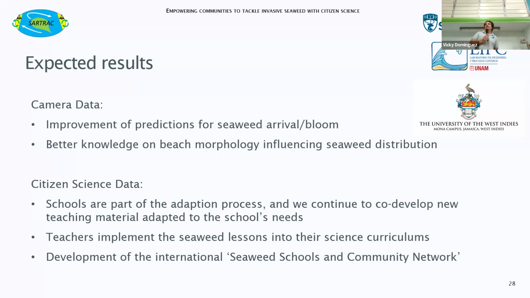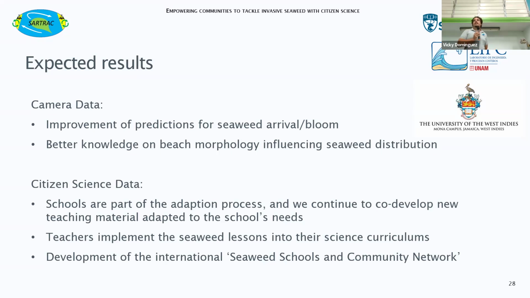The expected results we want to get from all this work are an improvement in the prediction of seaweed arrival. We want to know how it behaves in different types of lagoons and different types of shores, and then get better knowledge of the morphology and of the seaweed distribution, because we have seen that sargassum behaves differently depending on the kind of shore, and it also affects differently the shores where it has been washed up.